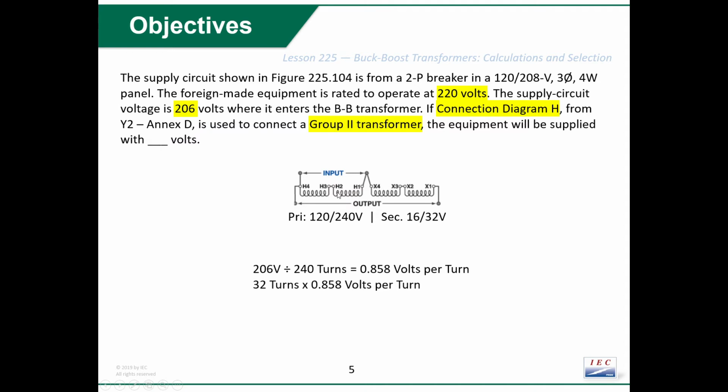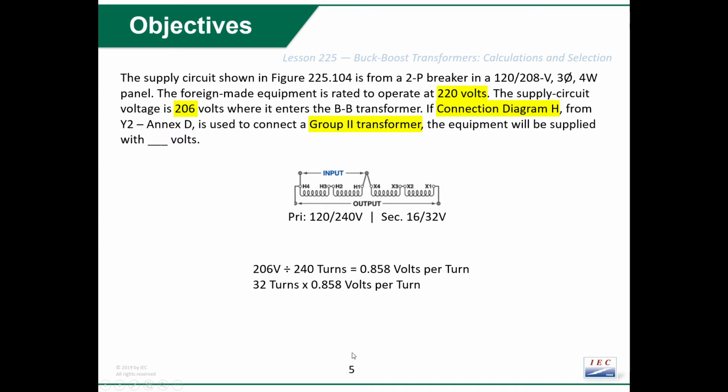So we know already that we applied 206 volts here. So the output now is connected here, but then we add this extra little bit of these 16 volt coils. So our output's here and here. So we really need to calculate the voltage on these two coils now. So we can use the same logic and say we have 16 and 16, that's 32 turns total. We already said 0.858 volts per turn.